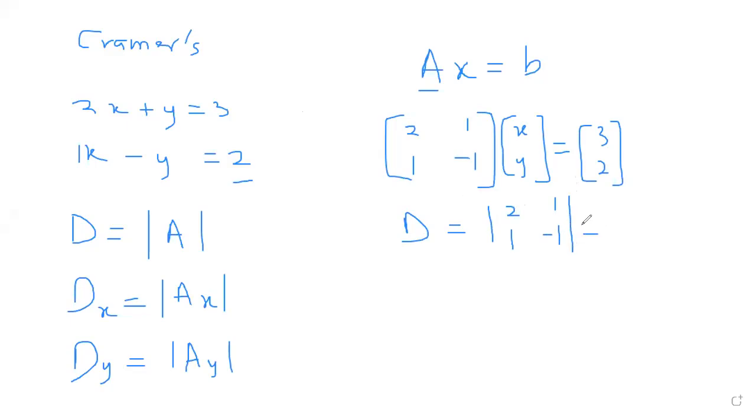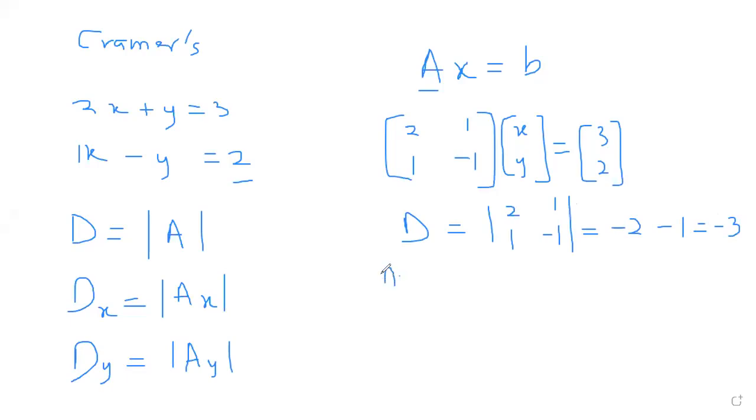This will give us what? 2 times minus 1 will be what? Negative 2. Okay, minus 1 times 1 is 1. So we get minus 3. Step 2, we have to find dx.